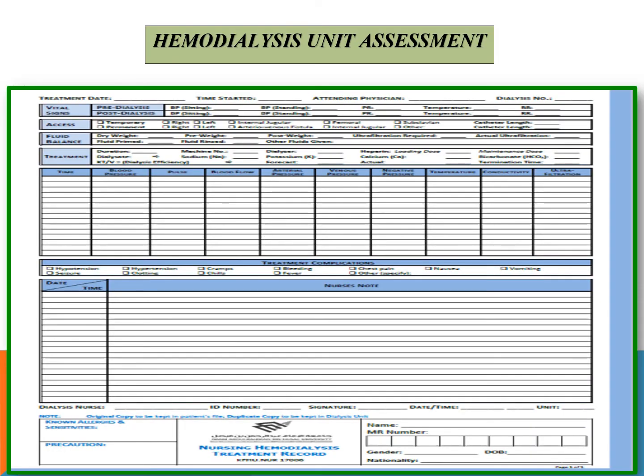Upon arrival of the patient in the hemodialysis unit, the staff nurse shall perform assessments such as vital signs as baseline data and pre-treatment weight, and document nurse's progress notes in SOAP format utilizing the nursing hemodialysis treatment record KFHU NUR 17006.